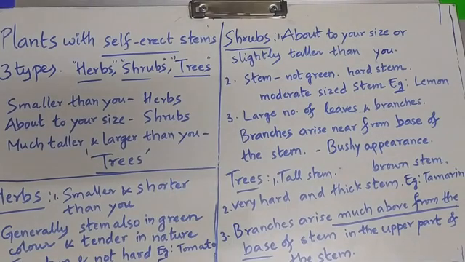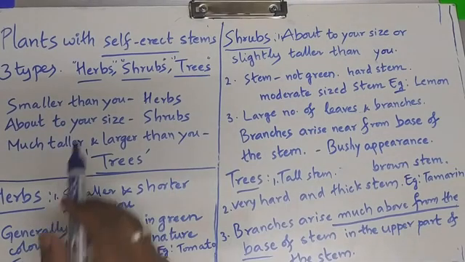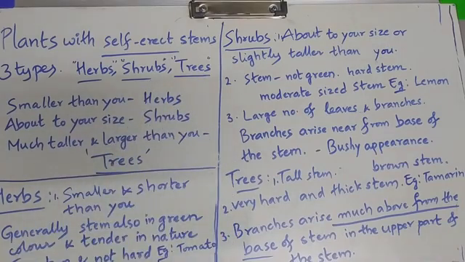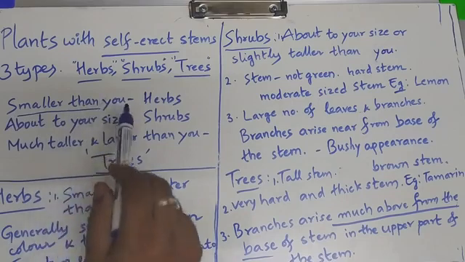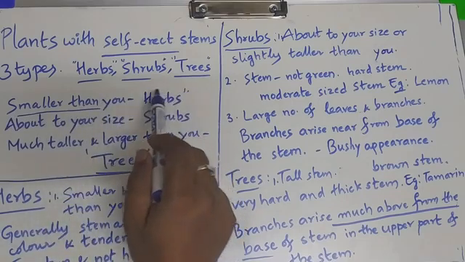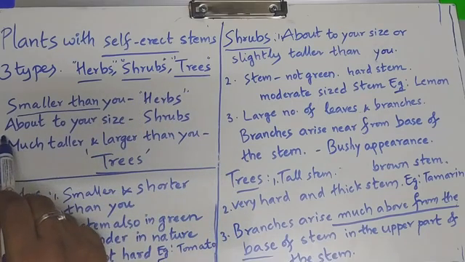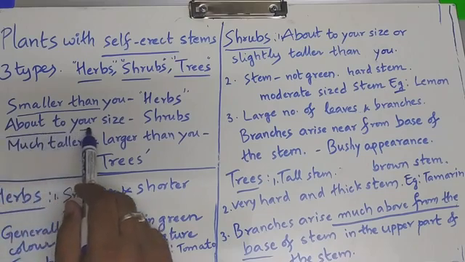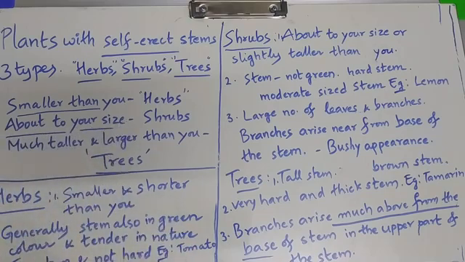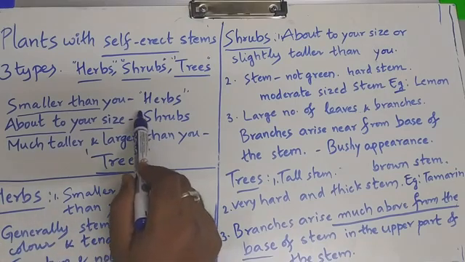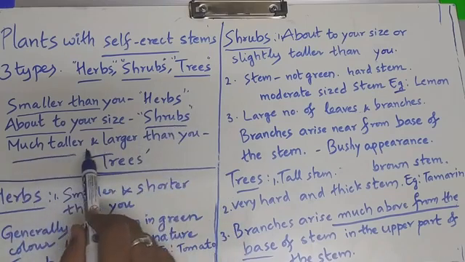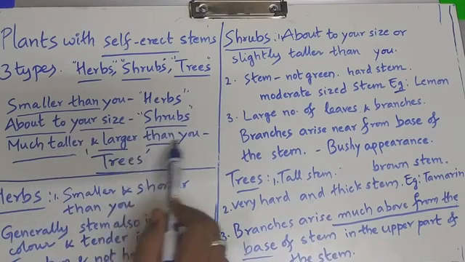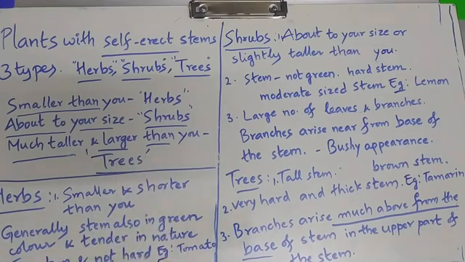Okay. Plants with self-erect stems are of three types: herbs, shrubs, and trees. The plants which are generally smaller than you are herbs. The plants which are almost about your size, slightly taller or slightly shorter than you, are called shrubs. The plants that are much taller and larger than you are trees.